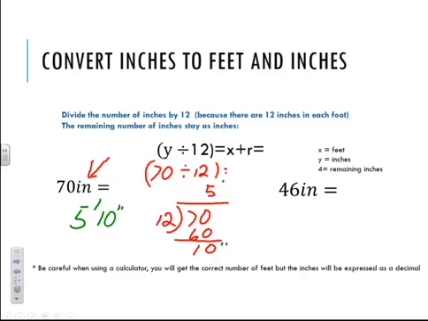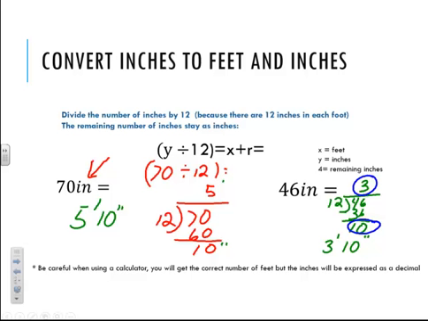Let's try this one over here. So in this problem, 46 inches, we're going to divide the 46 inches by 12. 12 goes into 46 3 times. 3 times 12 is 36. 46 minus 36 is 10. So our answer here is 3 feet 10 inches. Right? Because the whole number up here is the number of feet, and then the remainder is the number of inches. It's pretty easy, but if you use a calculator, then you might get a different answer.